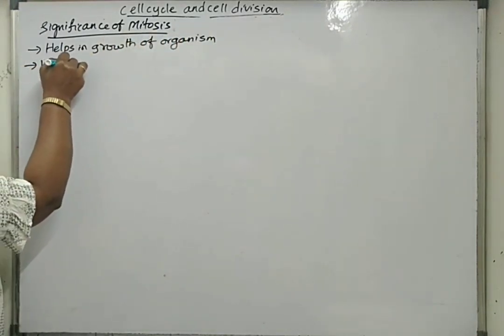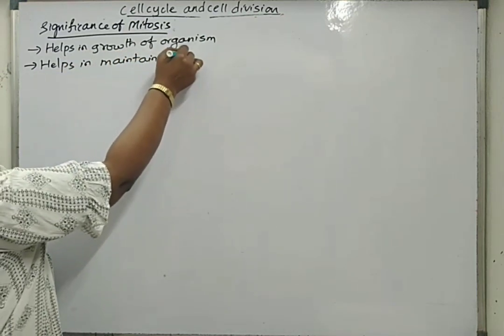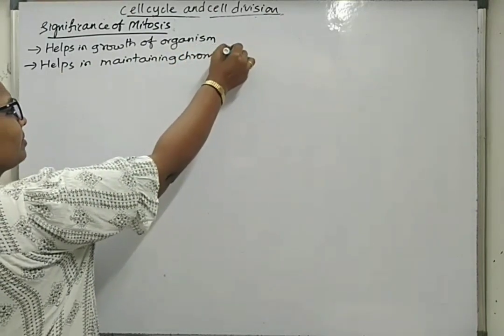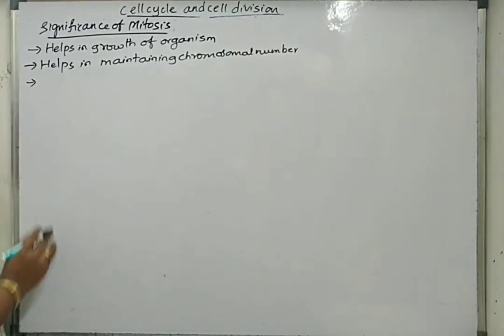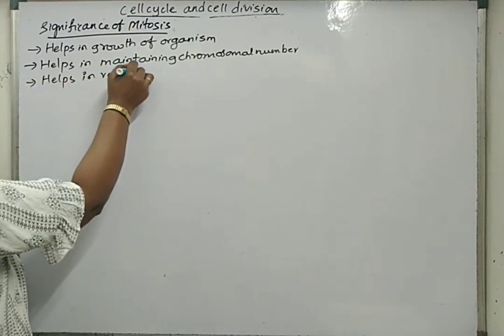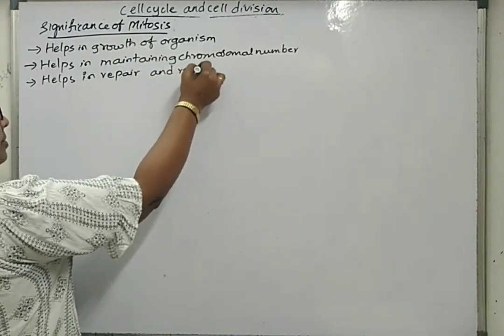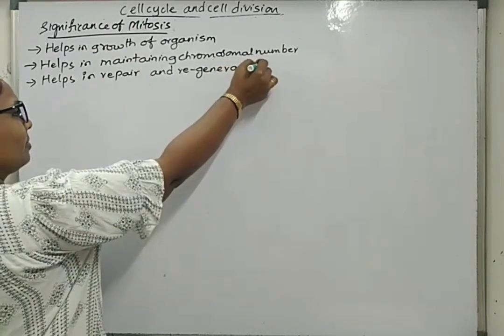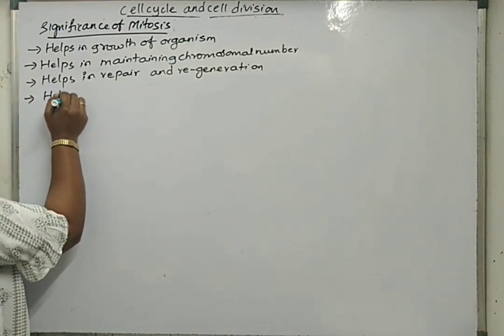Mitosis helps in maintaining chromosomal memory. Mitosis also helps in repairing and regeneration. So it helps during asexual reproduction or vegetative propagation in plants.